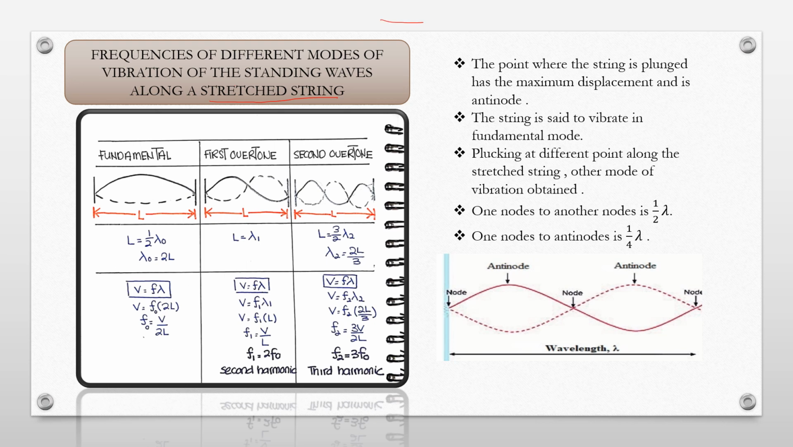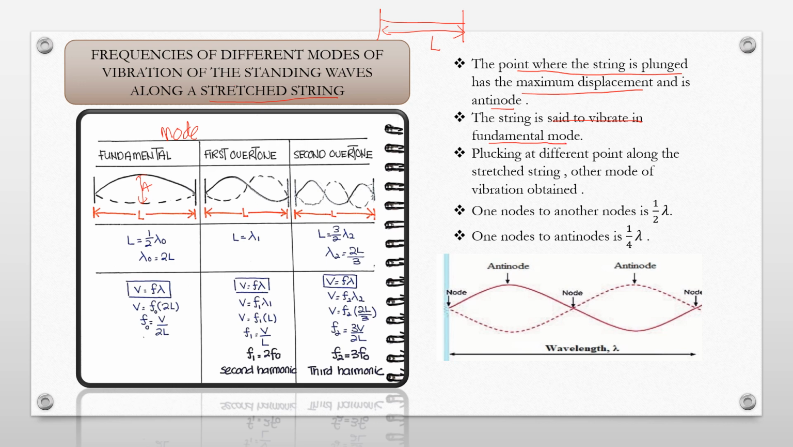Now we have a string which is tied at two ends, and the string's length is L. The first frequency, which we call the fundamental mode, is the basic one. The point where the string is plucked has the maximum displacement and is called an antinode. The string is said to vibrate in a fundamental mode. So there is the first frequency.